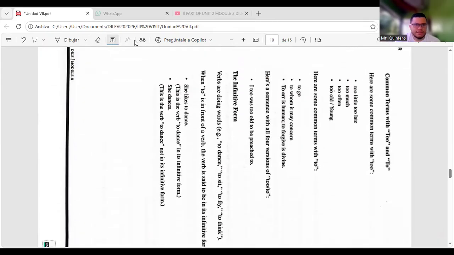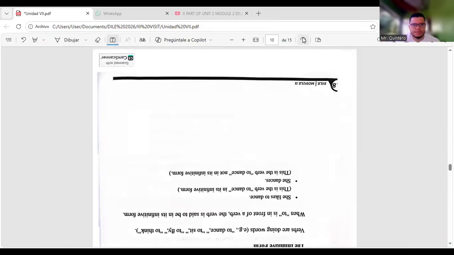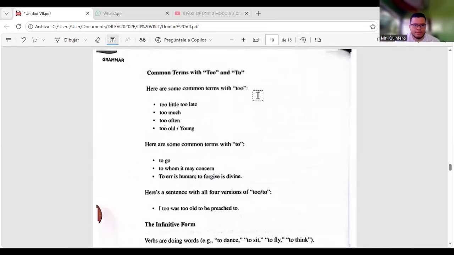Now let's pass to the next page. Common terms with too or to. Here are some terms, for example: too little, too late, bastante pequeño, bastante tarde; too much, mucho; a menudo, bastante; too often; bastante viejo, bastante joven; too old, too young.